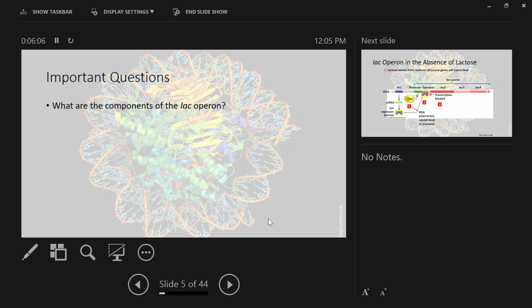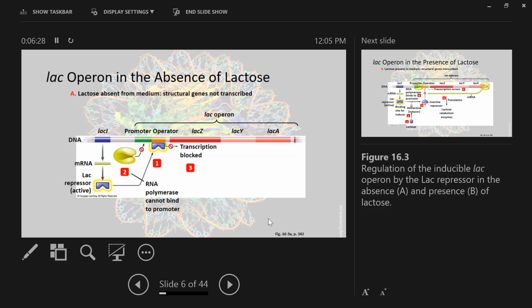All right. Next question we need to deal with. What are the components of the lac operon? So not just talking about operons in general, but talking about specific operons. So the lac operon is known as an enhanceable operon or an activatable operon. And so here's the lac operon. The three genes that are part of the lac operon are all associated with metabolizing lactose.